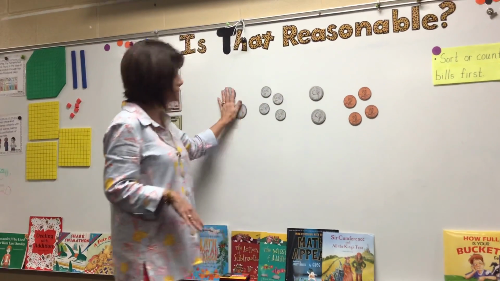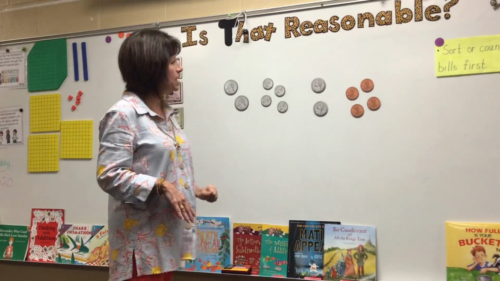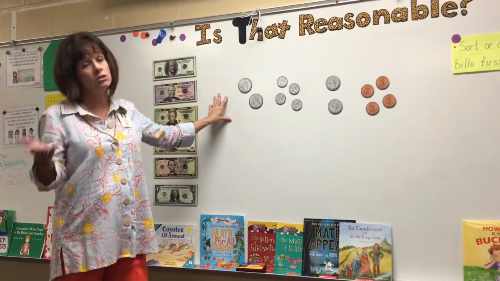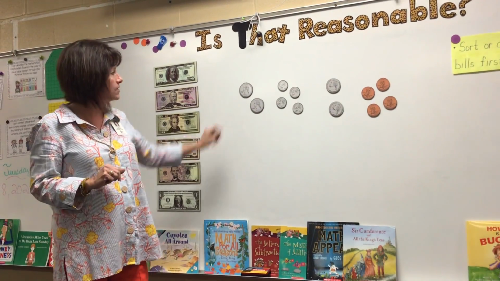So today I did put these coins in value order from the largest down to the smallest, and they don't usually give us a 50-cent piece. I've never seen that on the STAR test. They could, but we still need to know how to do that. So I know Ms. Franklin taught you about that yesterday.